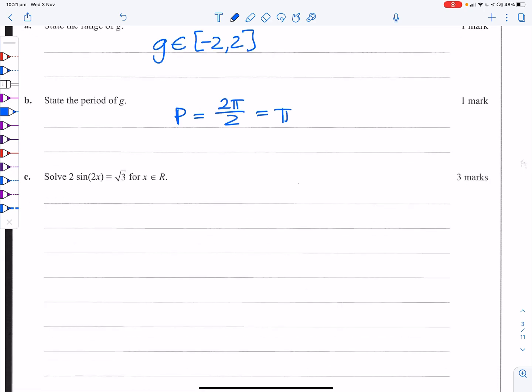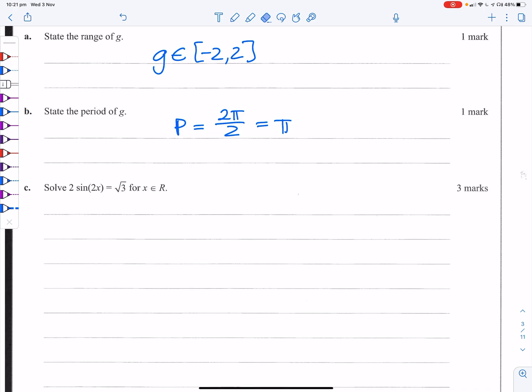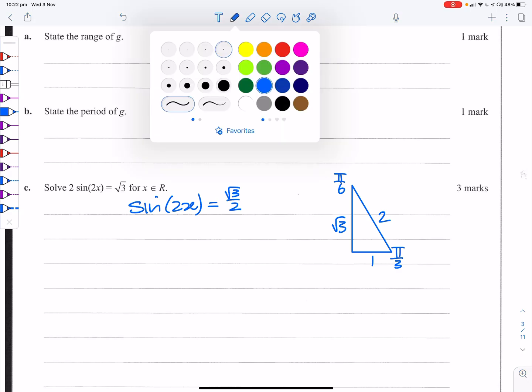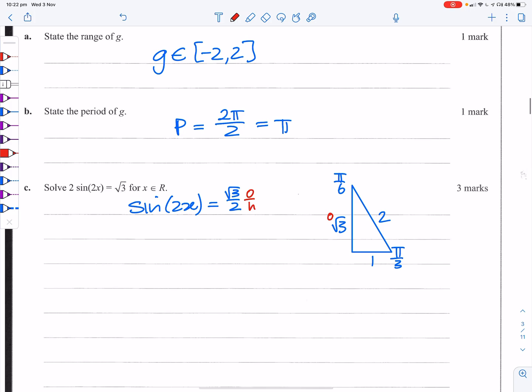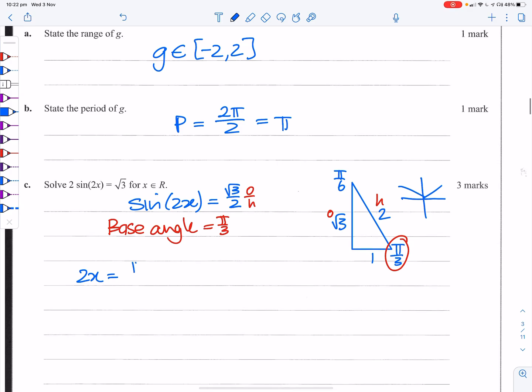And then here, they want us to give a general solution because it asks for all real values. So we know 2 sine, we can bring the 2 over to the other side. We get sine 2x is equal to root 3 on 2. We use a special triangle 1, 2, root 3, pi on 3, and pi on 6. Now, if we know that sine is opposite over hypotenuse, if that's opposite, that's hypotenuse, my base angle is pi on 3. So we can say 2x, we know that sine is positive, because here it's positive, in both the first and the second quadrant. So we would get pi on 3 and 2 pi on 3 as our solutions.